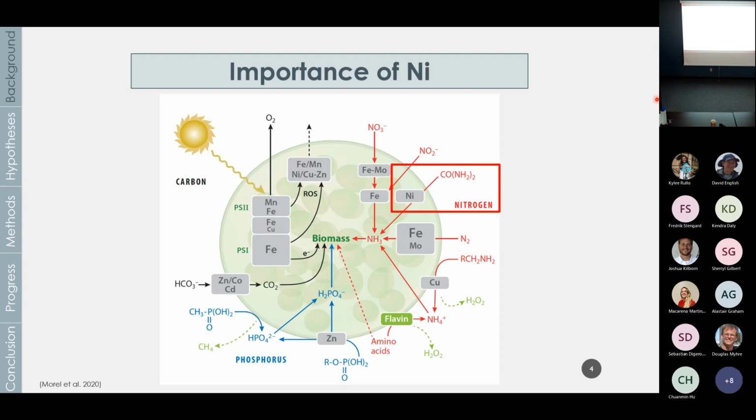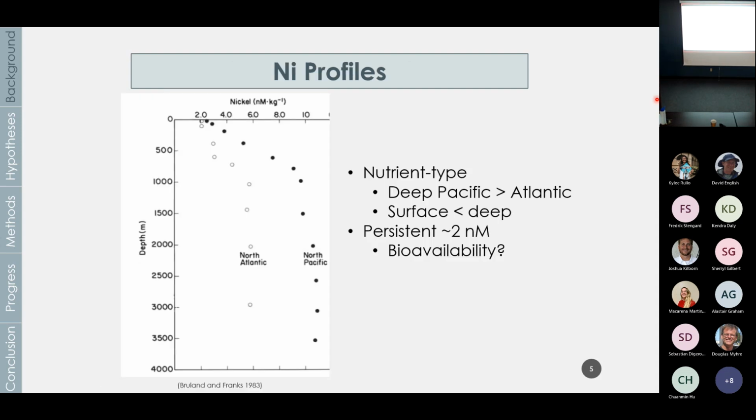The other enzyme that nickel is used in is called urease, and this is used to uptake a certain type of dissolved organic nitrogen called urea. The general form for urea is highlighted in this red box here, and we can see that nickel's use in the urease enzyme allows phytoplankton cells to uptake and grow on urea.